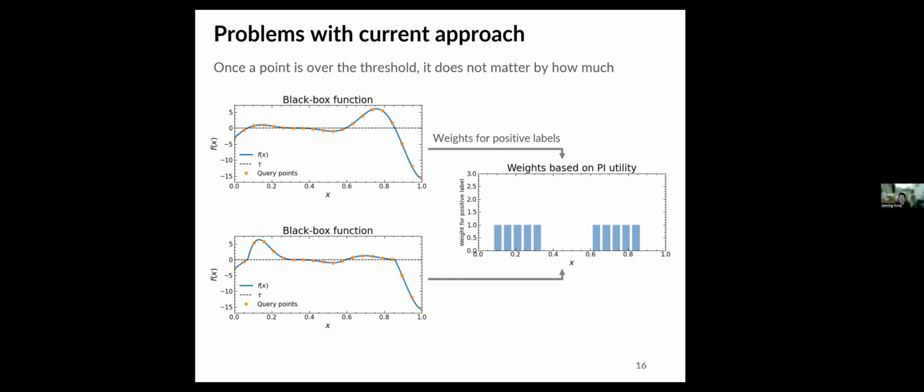If you did the classifier trick, you find that all the points, regardless of which mode they are in, are still over the threshold. So our decision will be the same, and this entire classification problem is identical in these two very different functions. Because the classification problem is the same, we should expect our queries to be the same. But obviously, this is not a desired approach.